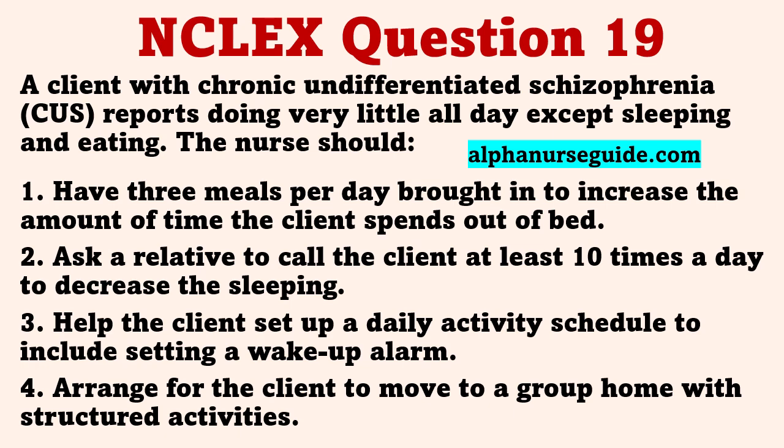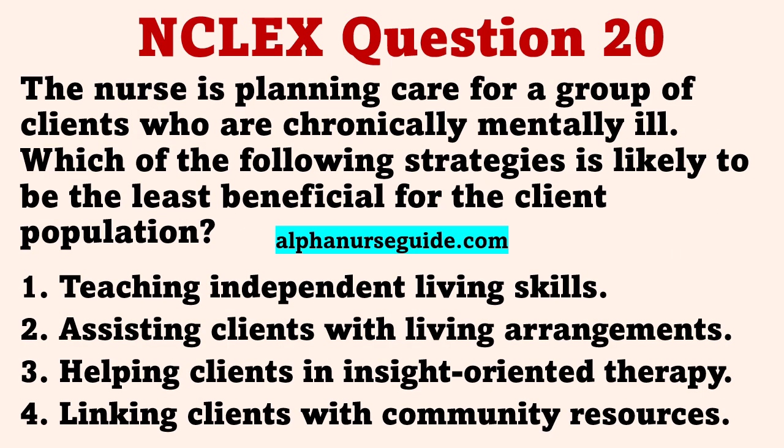The nurse is planning care for a group of clients who are chronically mentally ill. Which of the following strategies is likely to be the least beneficial for the client population? 1, teaching independent living skills. 2, assisting clients with living arrangements. 3, helping clients in insight-oriented therapy. 4, linking clients with community resources.